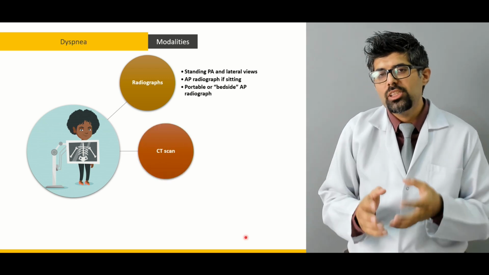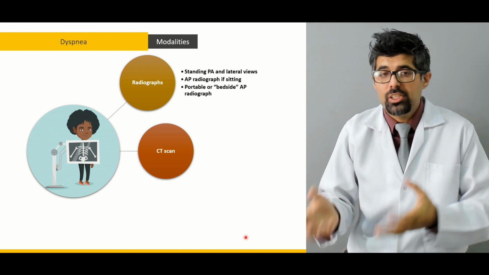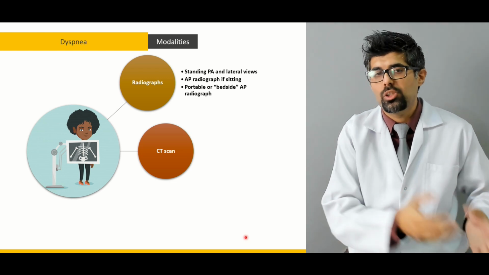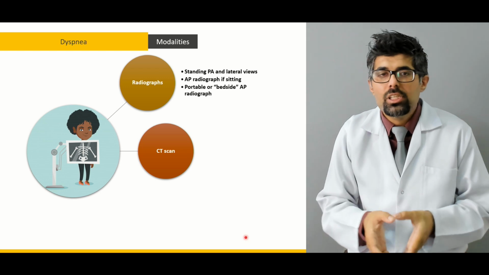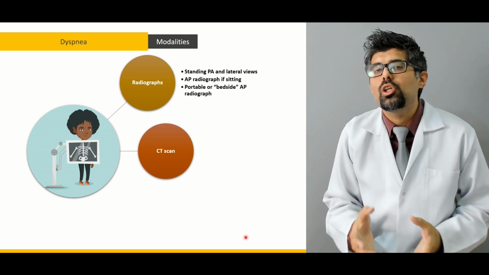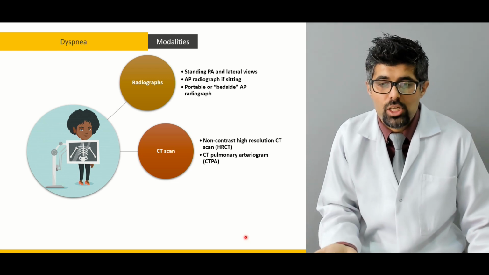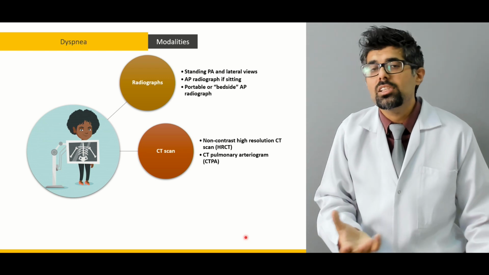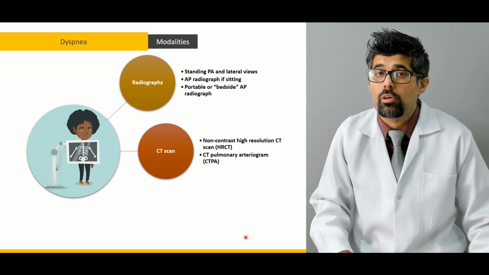Now, if normal chest x-rays do not give us the root cause of the dyspnea for the patient, then we can always move to the next modality, that is the CT scan. And for dyspnea, CT scan is usually done in two ways, either the HRCT way or the CTPA way. HRCT stands for high resolution computed tomography.